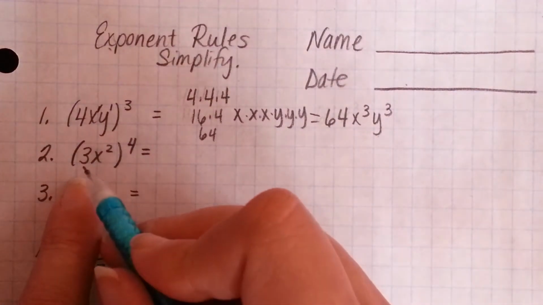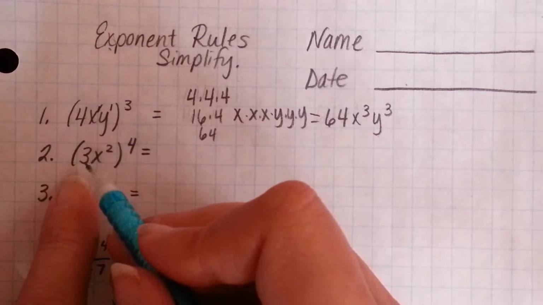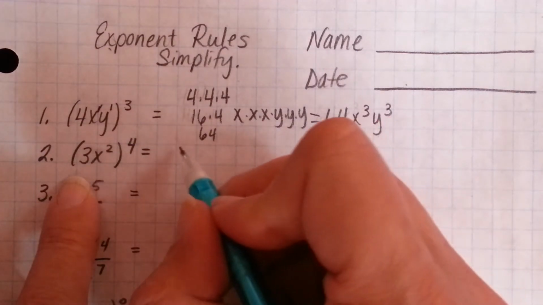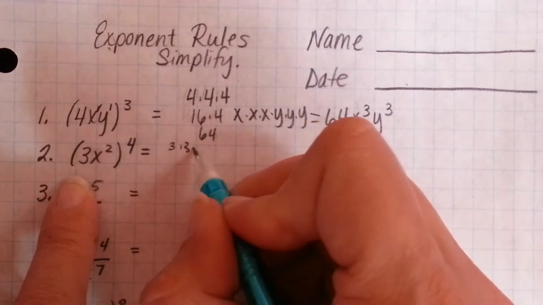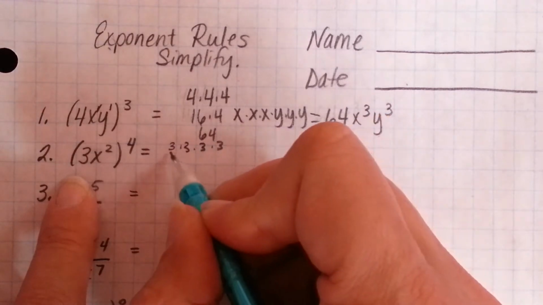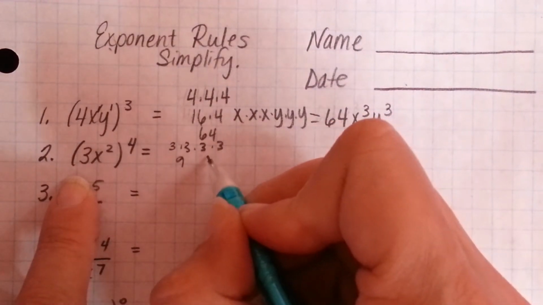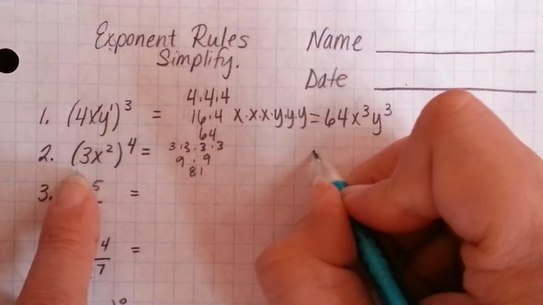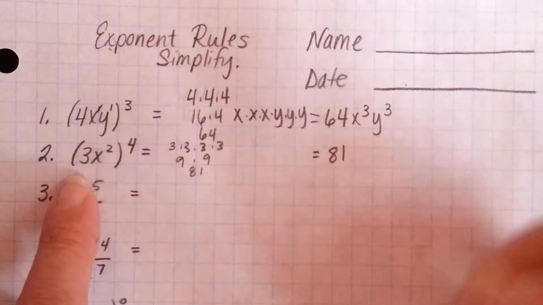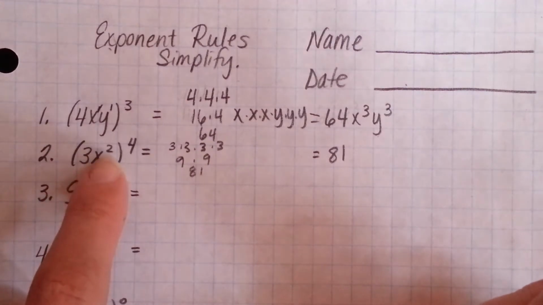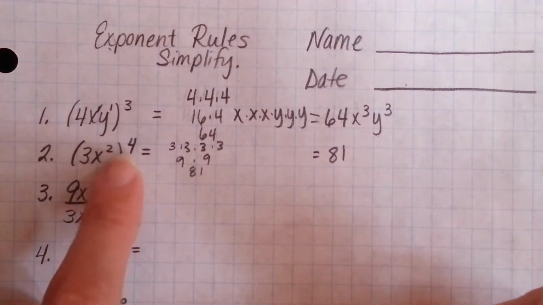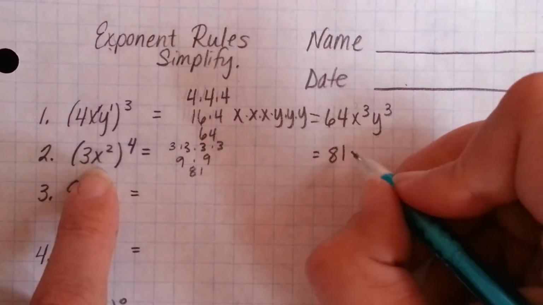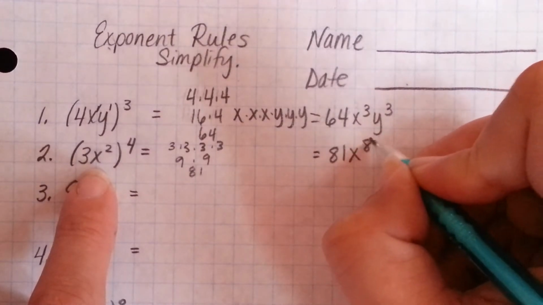For the next one, similar situation, I have 3 raised to the fourth, which means I have 3 times 3 times 3 times 3. 3 times 3 is 9, 3 times 3 is 9, 9 times 9 is 81. So for my coefficient, I'm going to have an 81. Here I have an exponent raised to an exponent, which means I can multiply them. So x to the 8th.